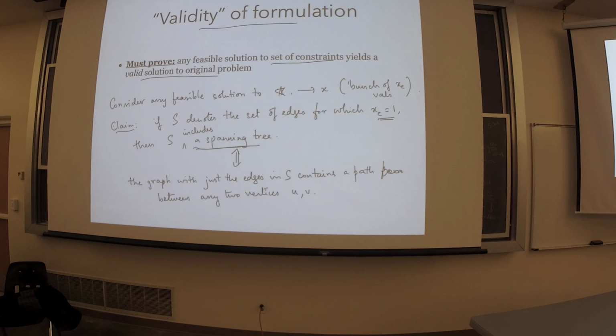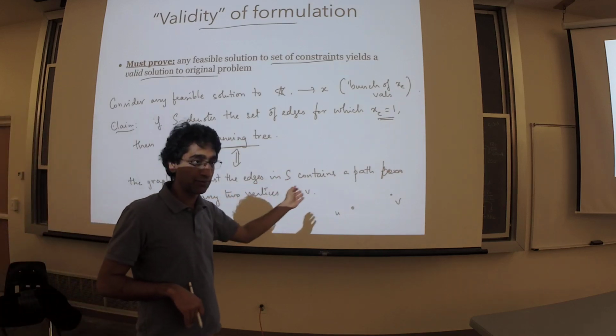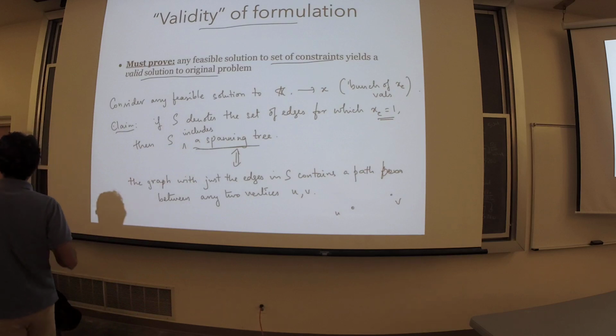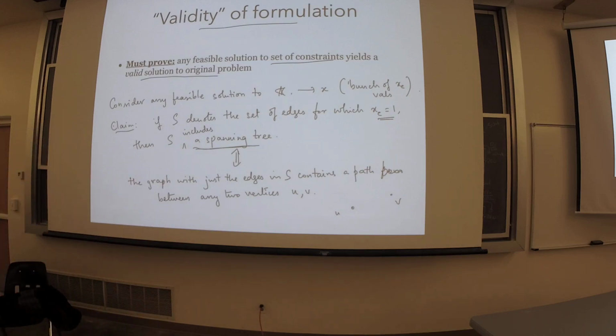So suppose not. If you did not have a path from U to V, what does it mean? So suppose there was some U, suppose there was some V. And let's say using these edges of S, there was no path from U to V. So there were some edges out of U which went somewhere, maybe there were some edges here. Maybe there was a cycle, doesn't matter. So how do you now get a contradiction?